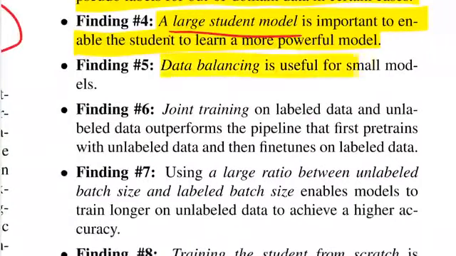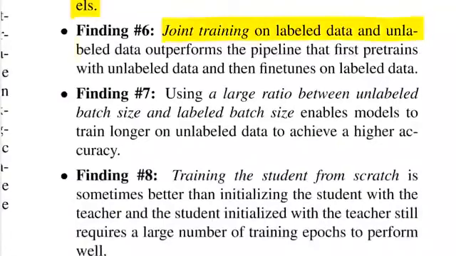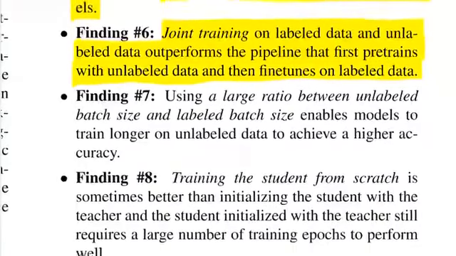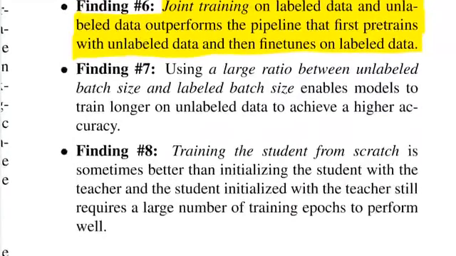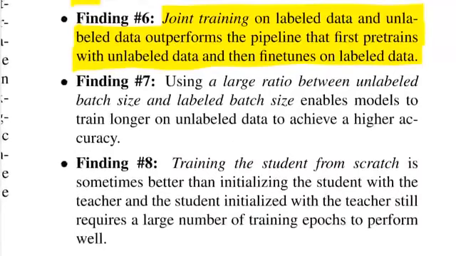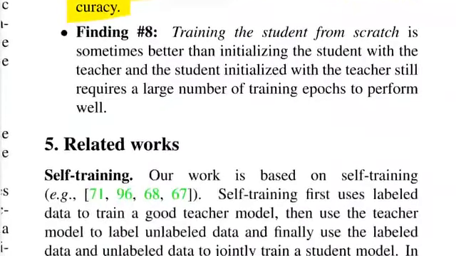Number 5, data balancing is useful for small models. Number 6, joint training on labeled data and unlabeled data outperforms the pipeline that first pre-trains with unlabeled data and then fine-tunes. So this is in contrast to what people have done before in self-supervised learning and so on, where it's always pre-training then fine-tuning, or in the transfer learning setting. Number 7, using a large ratio between unlabeled batch size and labeled batch size enables models to train longer on unlabeled data to achieve a higher accuracy. We've already seen that they have used that.